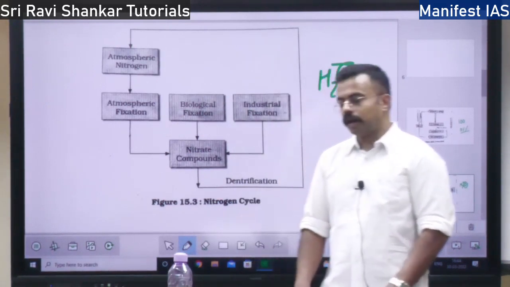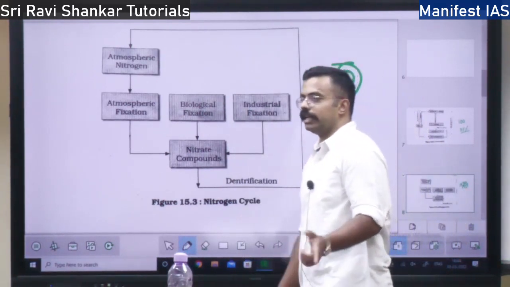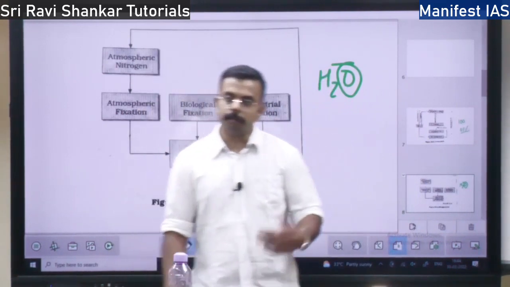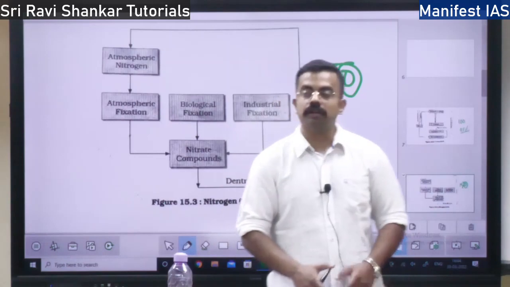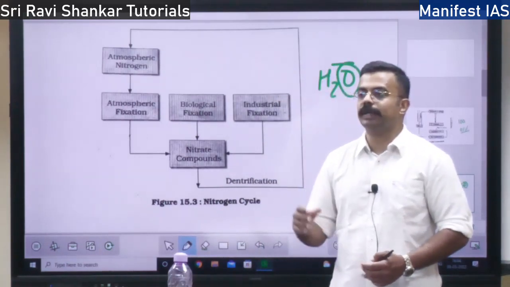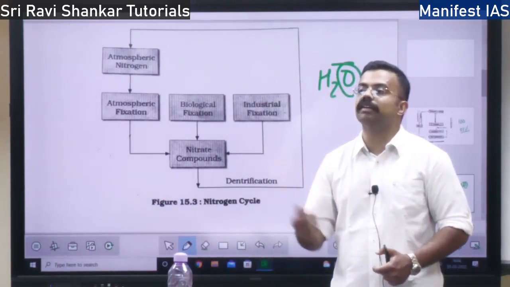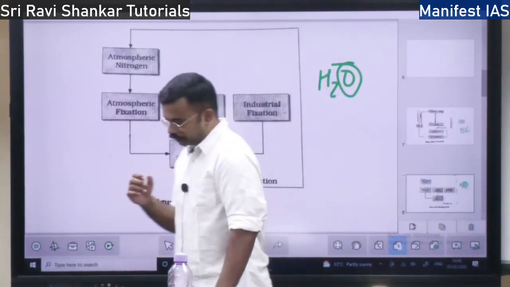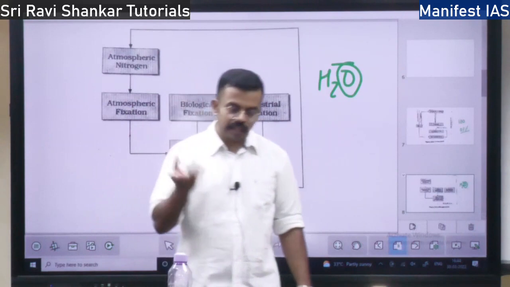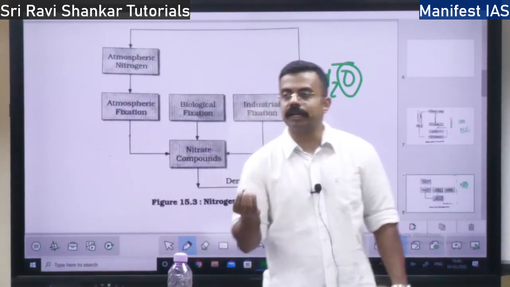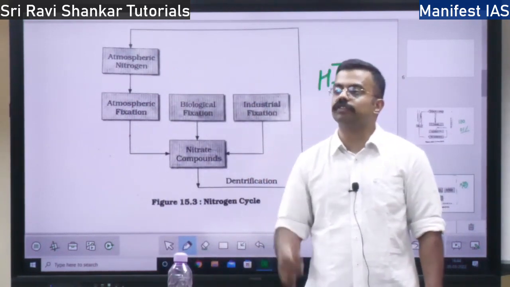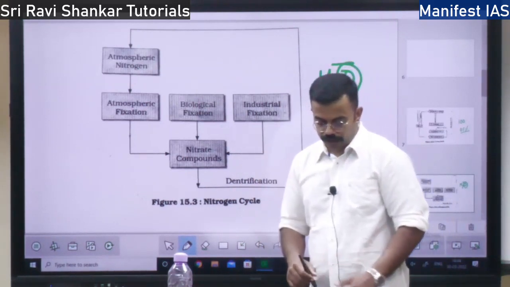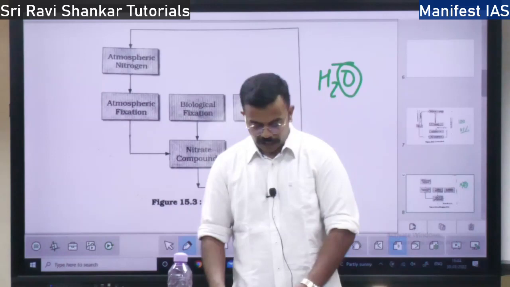So where does this oxygen come from? One is from the respiration of plants. Plants give out oxygen, and also transpiration of the plants. Transpiration means from the leaves they give out water vapor and oxygen, it might be due to evaporation. Giving out water vapor or oxygen from the leaves of the plants is called transpiration.